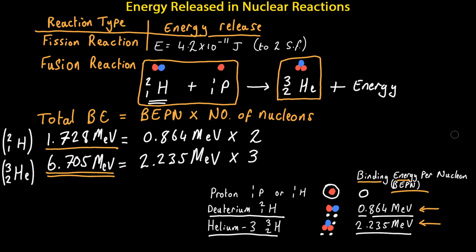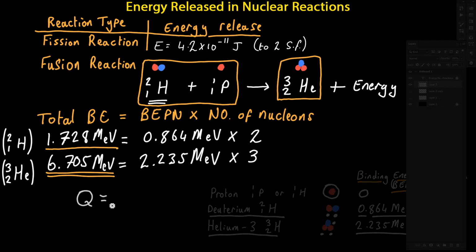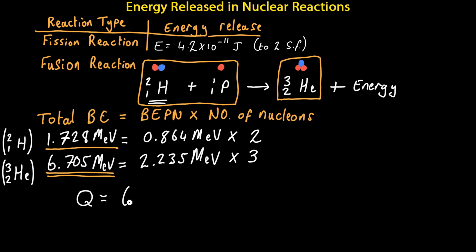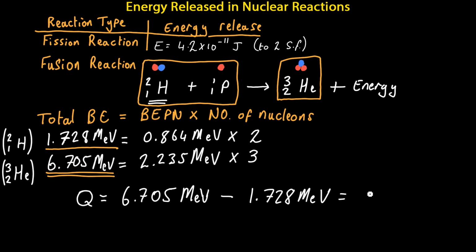6.705 megaelectronvolts. The energy released in this reaction is the difference between the total binding energy of the reactants and the total binding energy of the products. So 6.705 megaelectronvolts minus 1.728 megaelectronvolts gives us an energy difference of 4.977 megaelectronvolts.